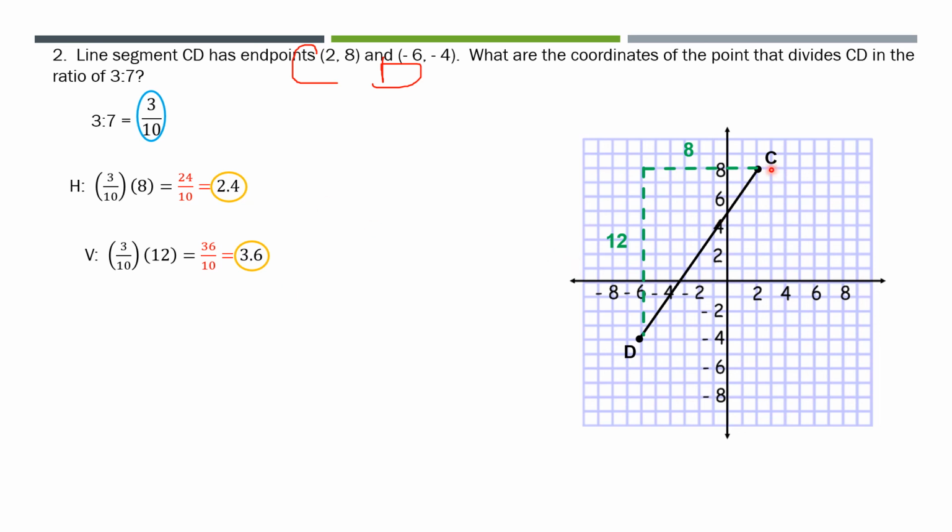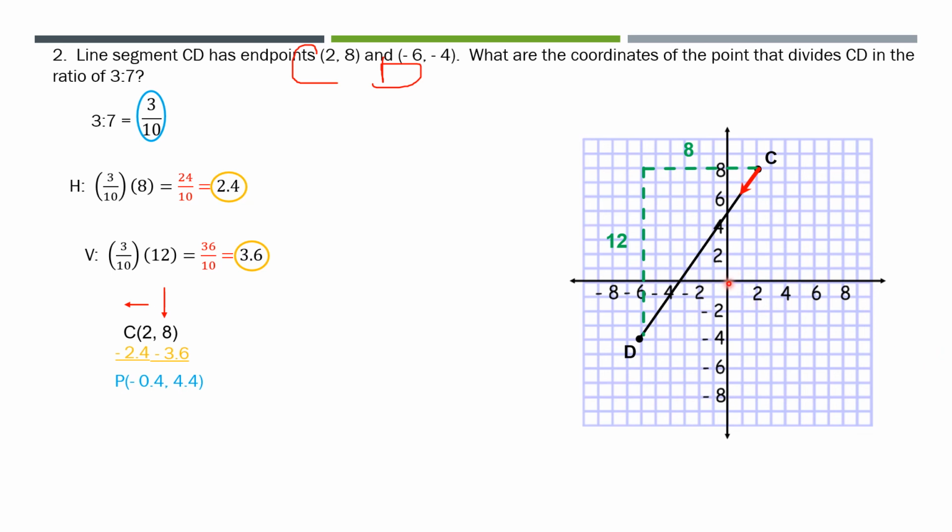So we're going to start from point C. We need to figure out what direction we're going. So if I drew this right triangle to help me, then I notice that I went left and down. So from point C, which was 2, 8, I'm going left and down. So I'm going to be subtracting 2.4. So 2.4 is the horizontal. So 2 minus 2.4. And then I'm going to subtract 3.6. So 8 minus 3.6. So my answer is the point -0.4, positive 4.4.